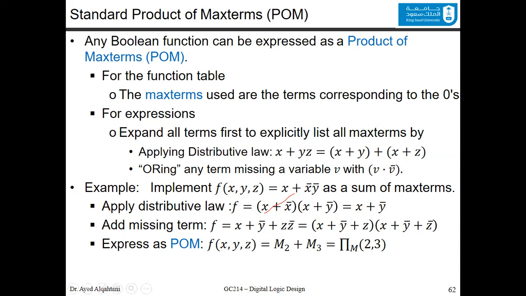You can notice here that we have, so far, only the x and y. And we know that there are 3 variables. So we are still missing the z. To do that, you add it this way. You add it like OR, and then z ANDed with z bar.